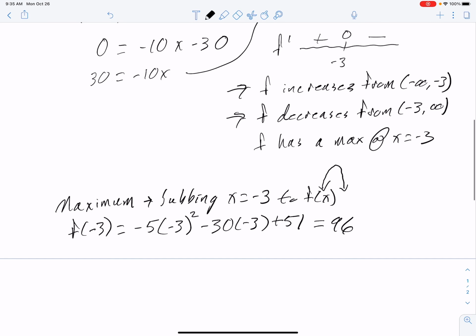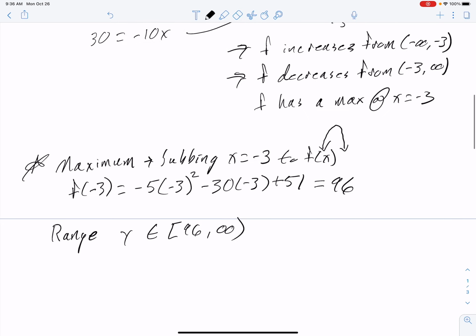Now, if we had to find our range, we now have all the information we need to find our range. Since we know that this is a parabola that opens downward, or more importantly, an even function, it's going to either have an absolute maximum or an absolute minimum. In this case, we already knew we had a maximum, and it turns out to be our absolute maximum. So my range would be all the values starting at 96 and then going down forever. Let's take a look at one more.